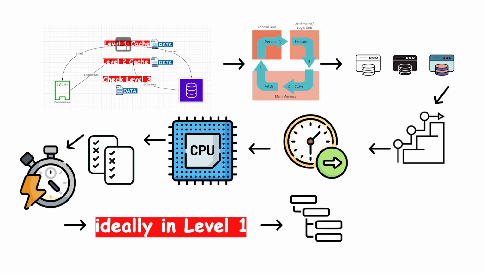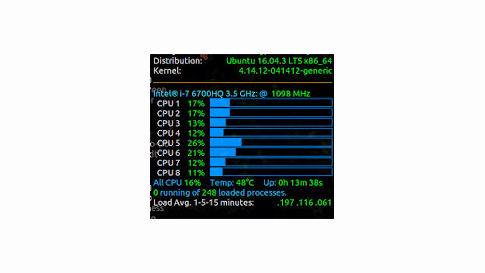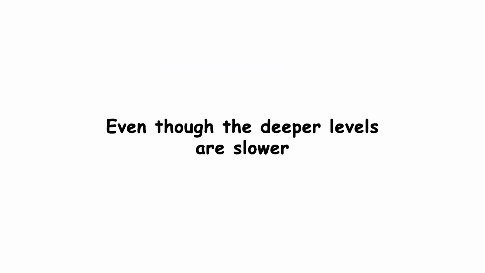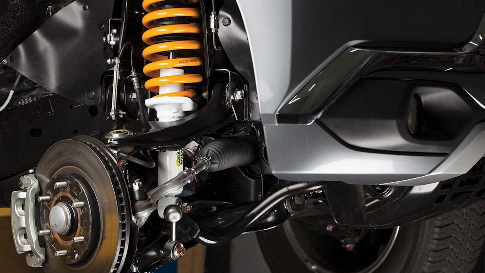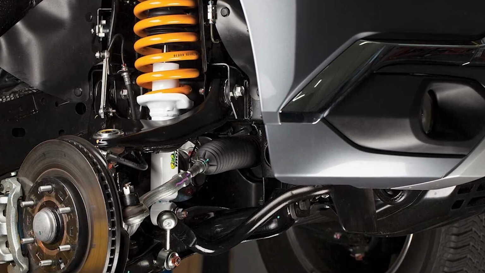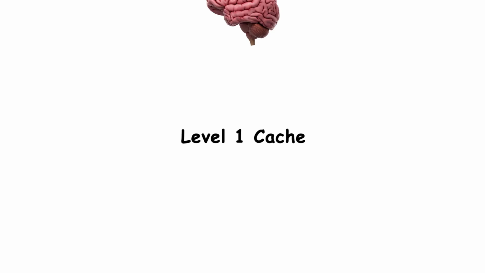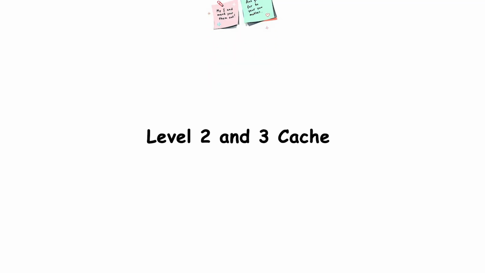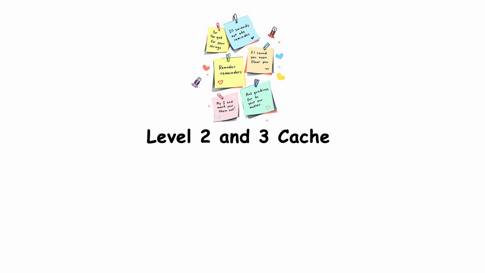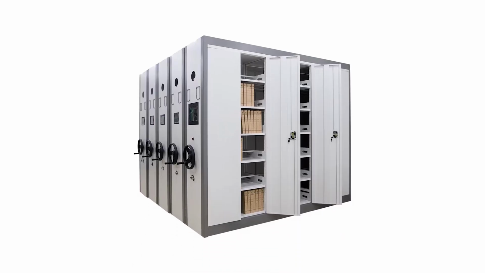This entire structure is what we call the cache hierarchy. It's designed to reduce the average time the CPU spends waiting for data. Even though the deeper levels are slower, they still act as vital shock absorbers between the ultra-fast cores and the much slower system memory. To put it another way, level 1 is like your brain's short-term memory. Level 2 and level 3 are your notes and reminders. Main memory is the filing cabinet across the room. The hierarchy makes sure you almost never have to leave your desk to get what you need.